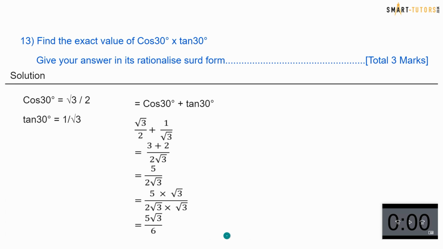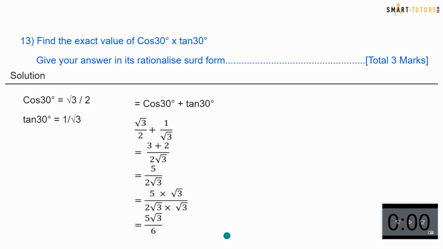So cos 30 is root 3 over 2 plus tan 30 is 1 over root 3. If I do the denominator, 2 times root 3 is 2 root 3. Root 3 times root 3 is 3. 2 times 1 is 2. 3 plus 2 is 5 over 2 root 3. I would rather leave this answer rationalized than leave it like that.